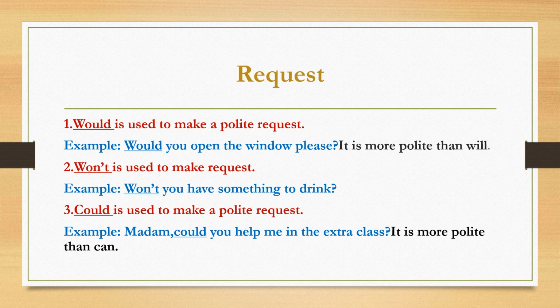Number two, won't is used to make a request. Example, won't you have something to drink? So this is a different way of asking, but this is also a request. Number three, could is used to make a polite request. Example, madam, could you help me in the extra class? It is more polite than can.